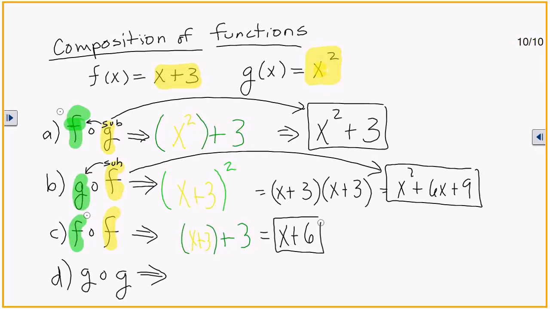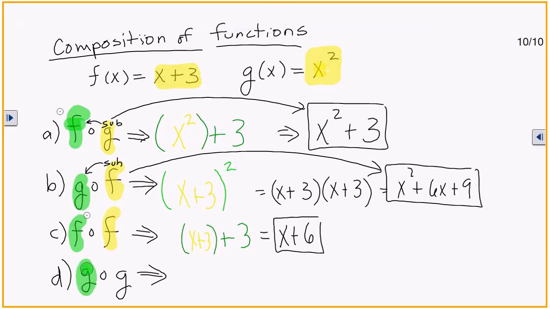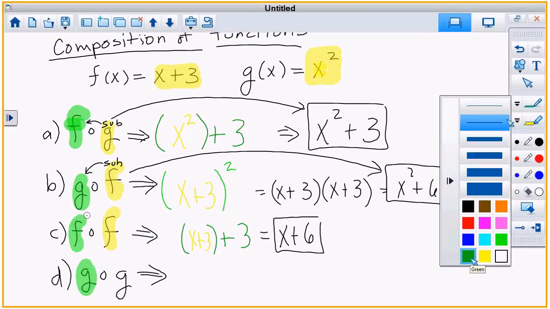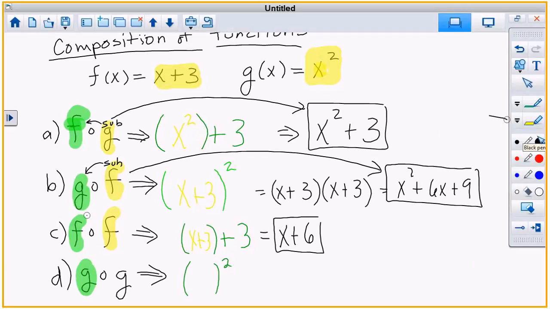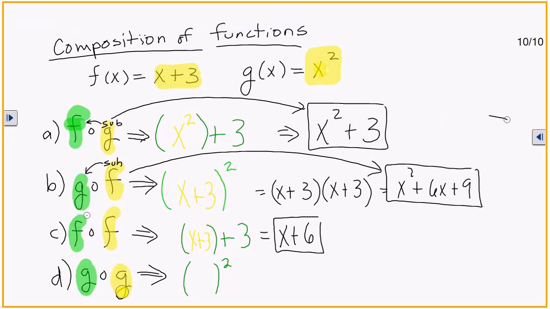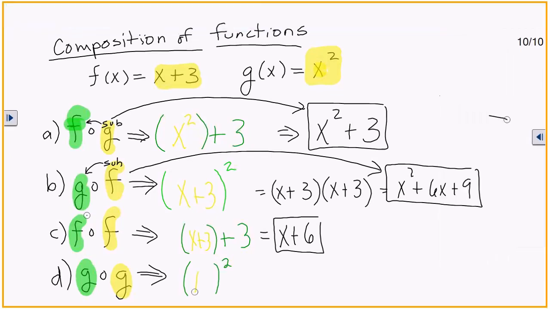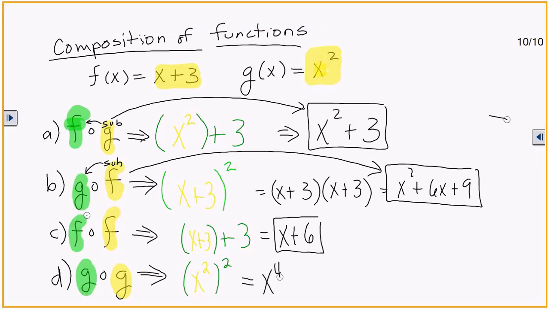Now I'm going to take my highlighter and highlight G, because I'm going to rewrite G with a set of parentheses. So that's going to be squared. And I'm going to plug in G, because whatever's in this second spot right here, I got to plug into the green. So I'm going to plug in x squared. And using the power rule, 2 times 2 is 4. So I get x to the 4th. And that is composition of functions.